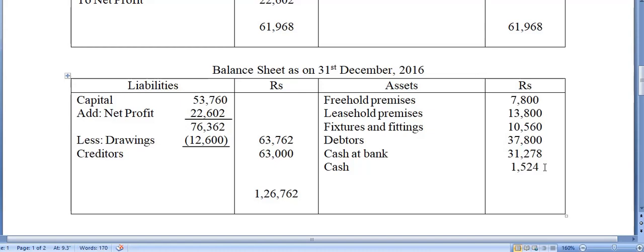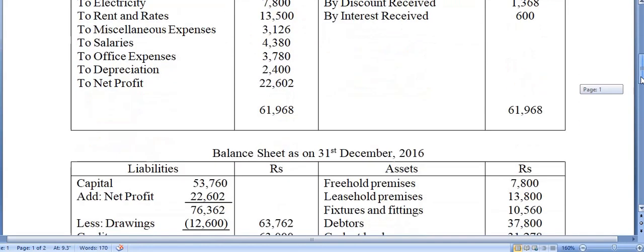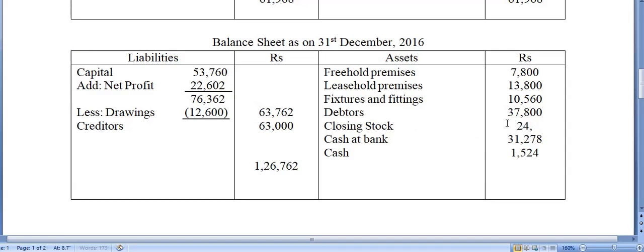Oh, sorry, I forgot to mention one of the most important sections, that is the closing stock. Let us write this closing stock out here: 24,000. Then the total would be 1,26,762. You will draw a single line out here, single line, double line, single line, and then again double line.